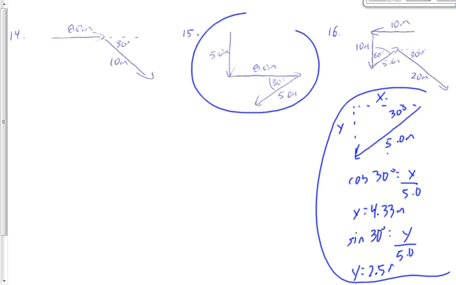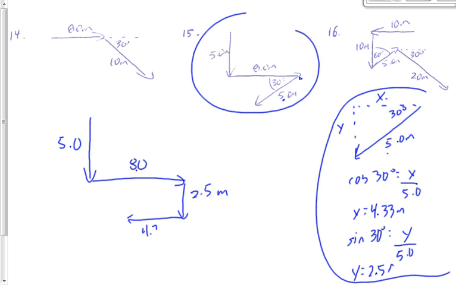I'm going to redraw this whole diagram. I got 5 meters down. I've got 8 meters across. I've got 2.5 meters down. How do we know it's down? Look at the original diagram. For this 5 meters, you end up below where you started at the beginning of that 5 meters. It's down. And we have 4.3 meters to the left. There. So I've just changed that 3-vector diagram with a funny angle into a 4-vector diagram with no funny angles.